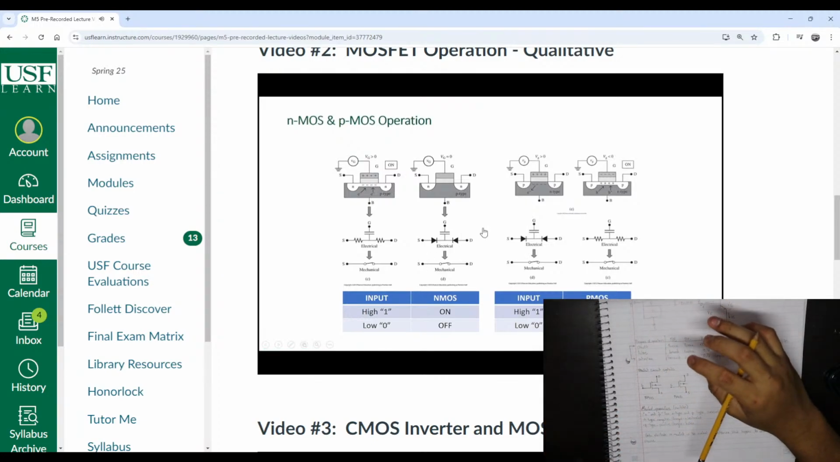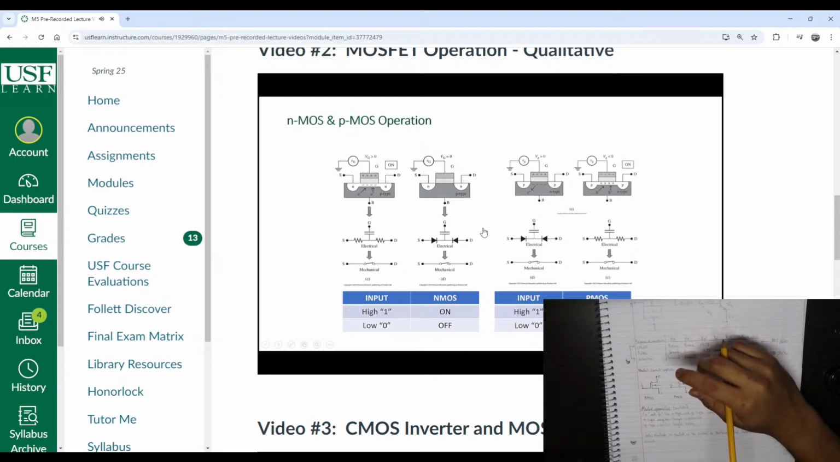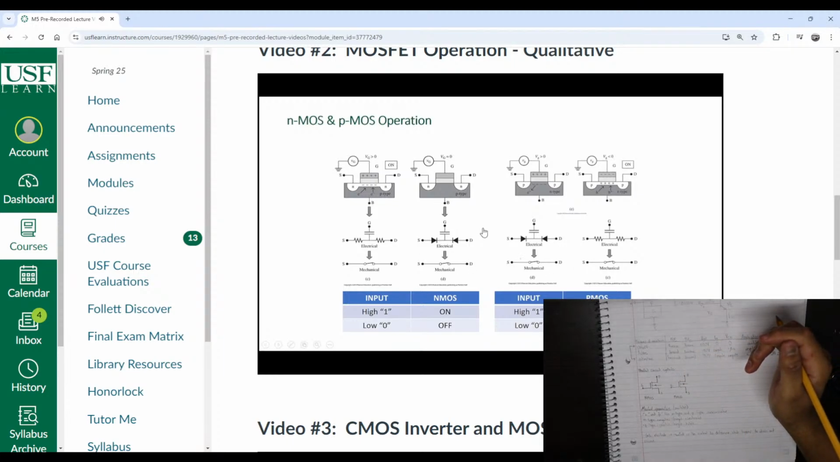On the left hand side, we have an NMOS. On the right hand side, we have a PMOS transistor. I will make some changes. By the way, there are some errors in these switches. If you notice, all the switches are closed. That's not possible. Under some conditions, some of these switches will be open. So we will correct some of these errors here.